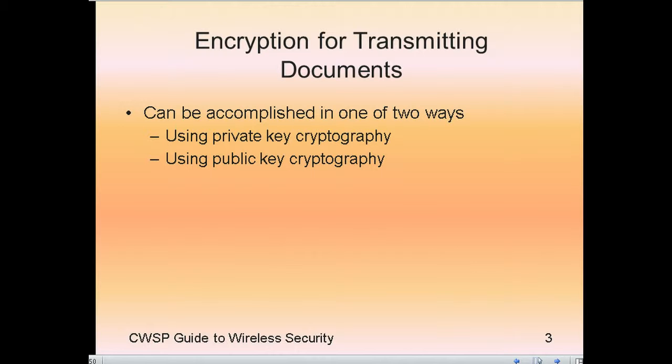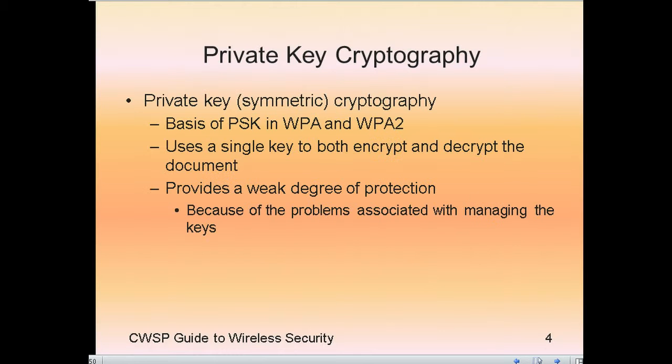What we typically wind up with is a situation where we create a private key and encrypt it with a public key, send the key along with the document, decrypt the key, and then use the private key, or the symmetric key, in order to actually decrypt the document, whatever it was that we sent.